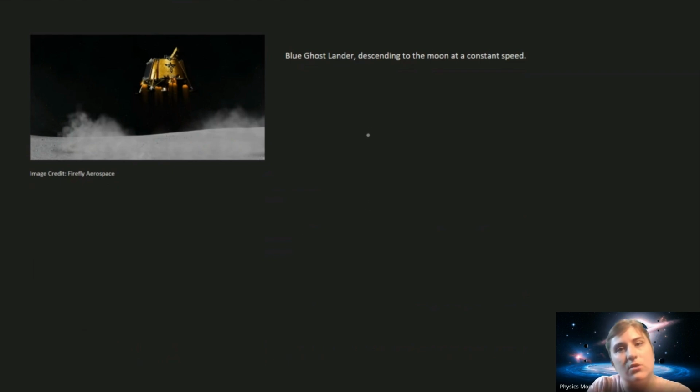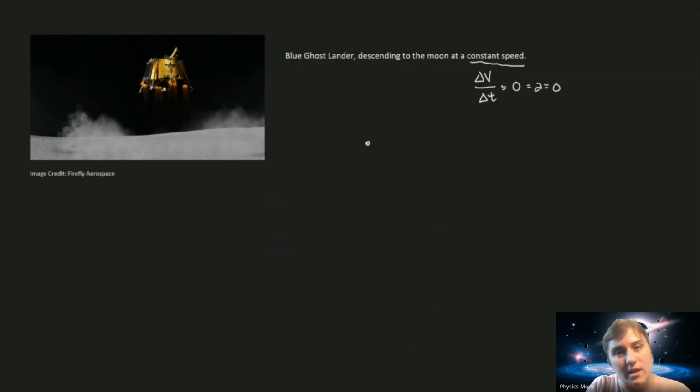So this ghost lander, if it's moving at a constant speed, that tells me my speed's not changing. So dv/dt is equal to 0, which means my acceleration is equal to 0. That's what I deduce from that.